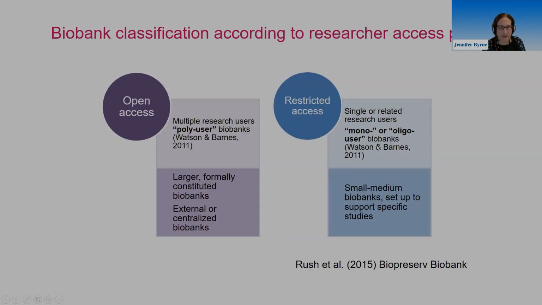In addition to this way of classifying biobanks, we think a lot about biobanks according to their research access policy. This was first proposed by Watson and Barnes in 2011, where they referred to poly-user biobanks versus mono or oligo-user biobanks. Essentially, these poly-user biobanks are open access biobanks. They tend to be larger, formally constituted, and other terminologies are external biobanks or centralized biobanks, and I'll use both those terms in this talk.